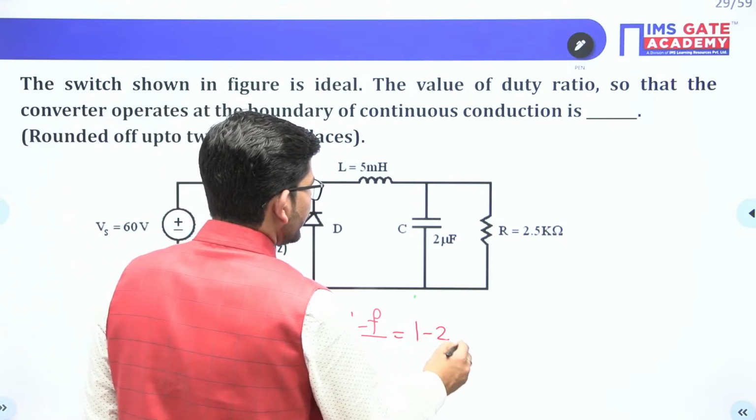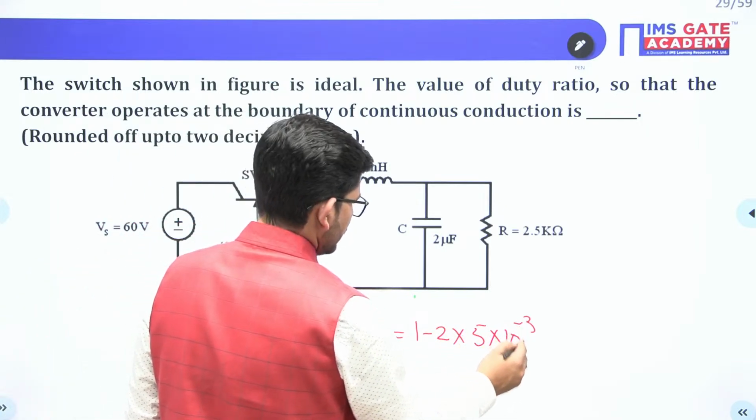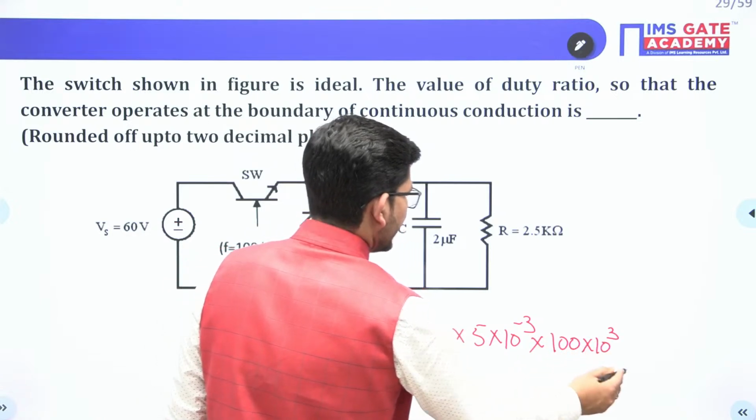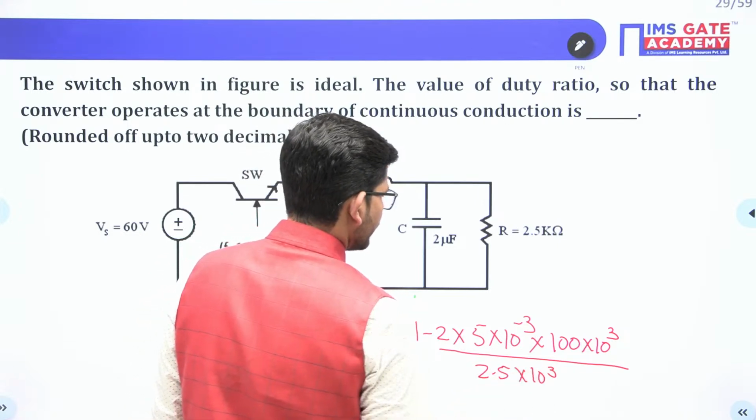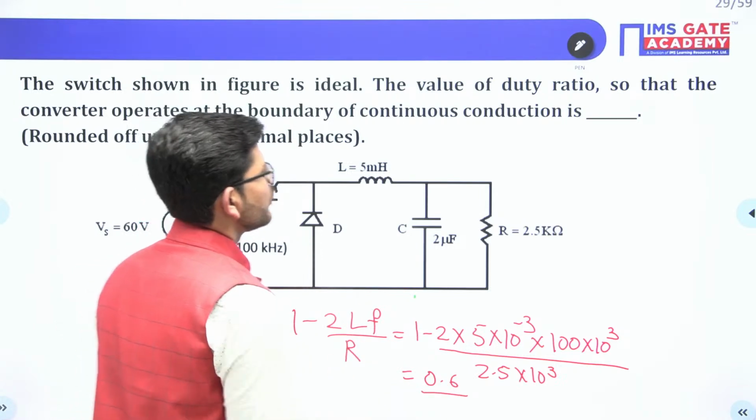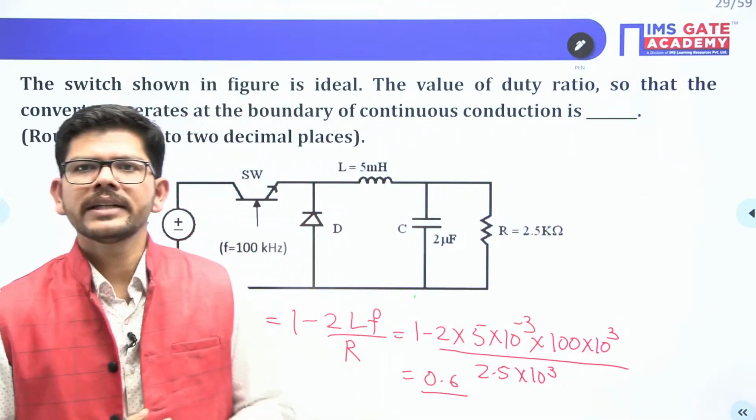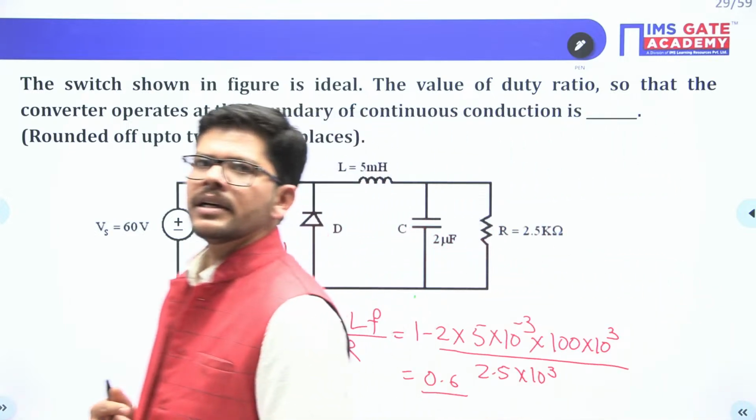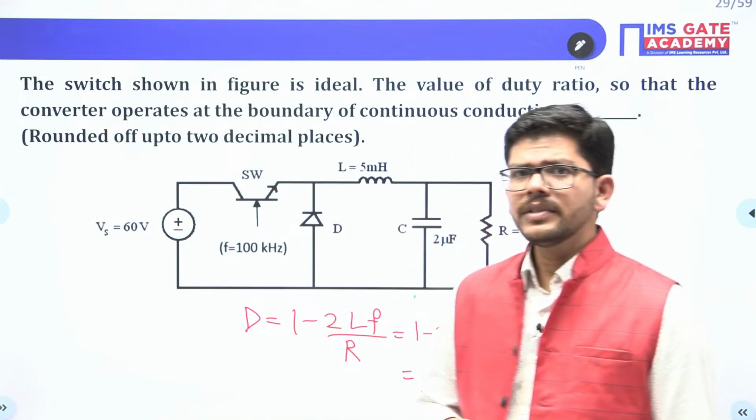1 minus 2 into, what is the value of L? L is 5 millihenry. What is the value of F? 100 kilohertz. And what is the value of R? It is 2.5 kilo ohm. So when you solve it, you will get the value of duty ratio to be 0.6 here. Very good. Excellent, Naru. Excellent. Nikhil, Subodh, Rupesh, Sachin, are you getting the same answer? Very good.